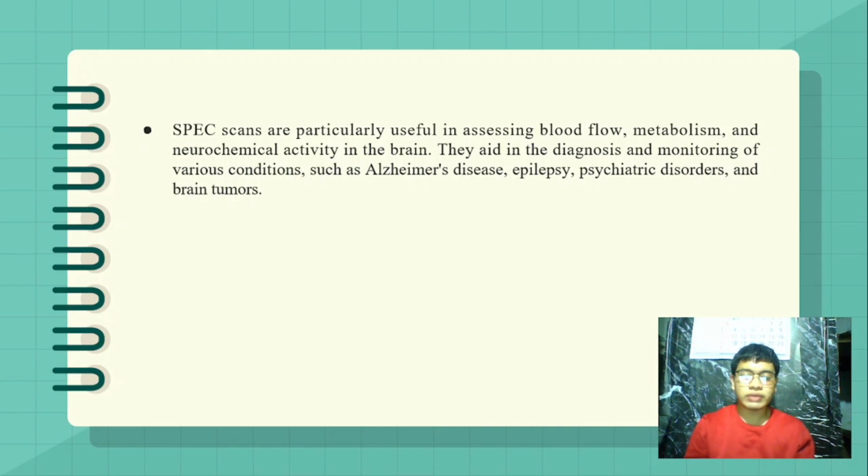In addition to brain imaging, SPECT scans can also be applied to other organs such as the heart, the liver, and the lungs. They allow medical professionals to assess the functioning and viability of these organs, aiding in the diagnosis and treatment of various diseases.